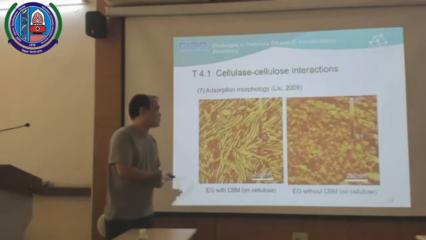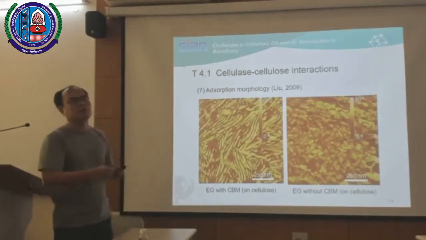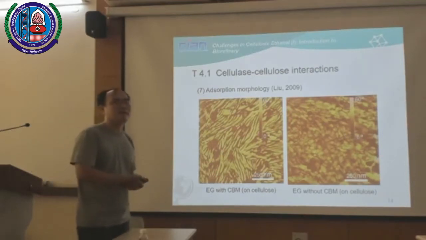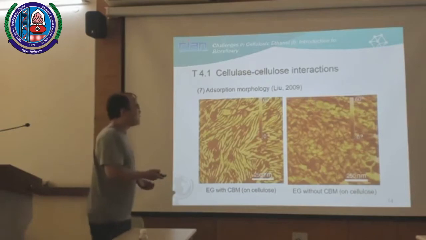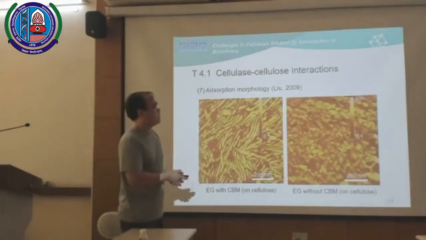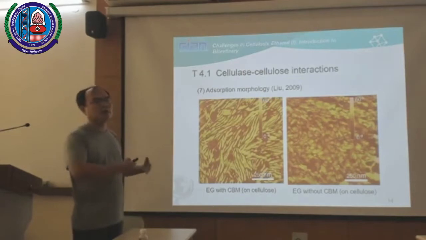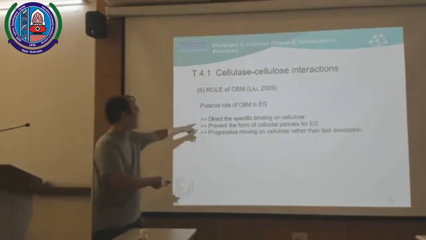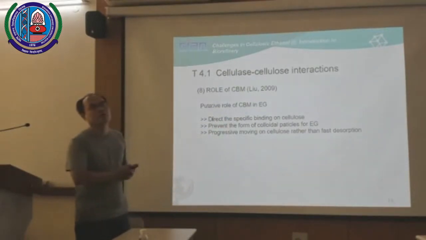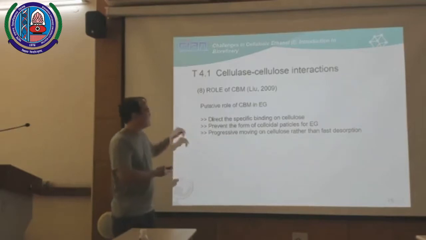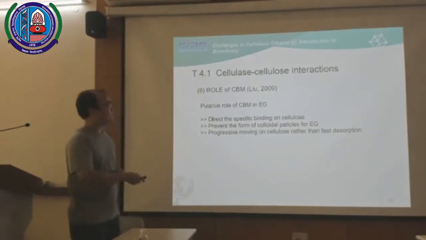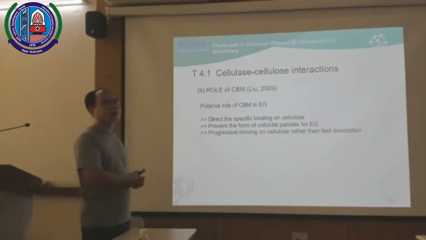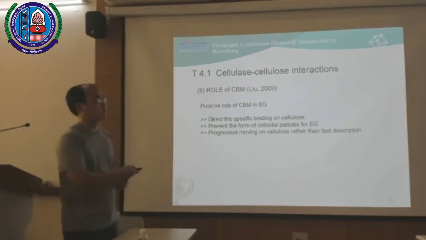an EG without a CBM forms associates, aggregates of enzyme particles, and as they adsorb on the surface, they cannot move along the substrate. But the CBM can direct specific binding and progressive moving. Those glucanases without CBM tend to form colloidal particles, large particles, and then desorption occurs.